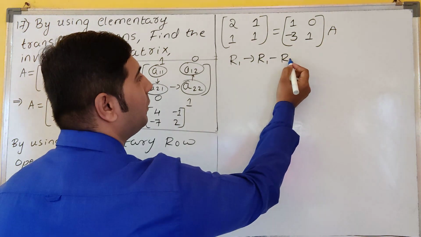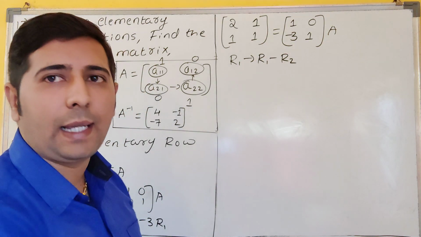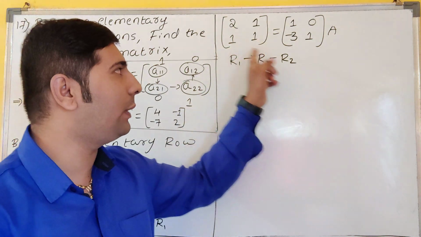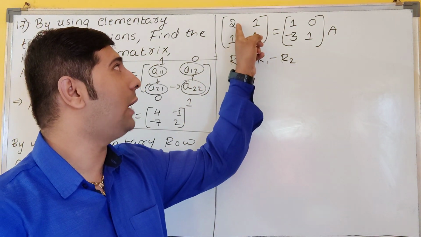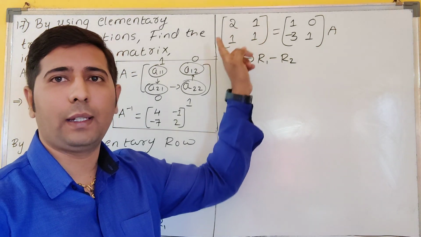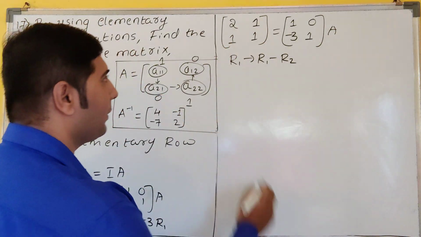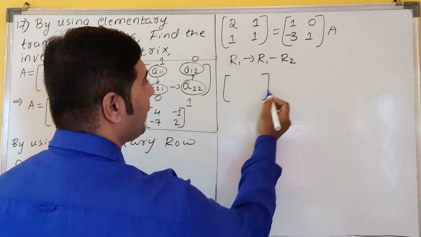R1 minus R2. R1 minus R2. R1 is 2. R2 is 1. Sorry. So R1 is how much? 2. R2 is 1. 2 minus 1 is 1, dear students. So that's why I applied that operation.